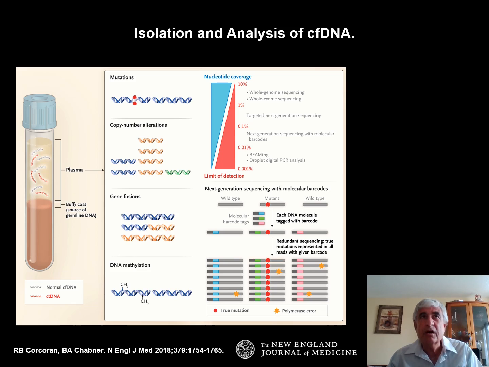In this slide, we show how the liquid biopsy is performed. Usually, a tube of blood is obtained and DNA is extracted. This DNA can then be used for analysis by using various techniques, including whole genome sequencing, whole exome sequencing, targeted sequencing, or by looking for gene fusions, copy number alterations, and DNA methylation status.